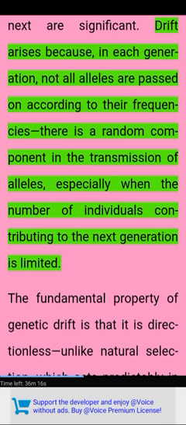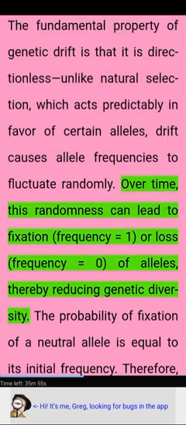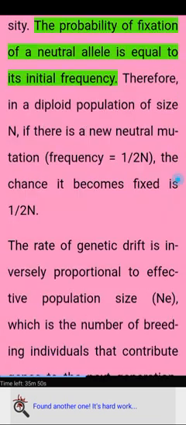There is a random component in the transmission of alleles, especially when the number of individuals contributing to the next generation is limited. The fundamental property of genetic drift is that it is directionless. Unlike natural selection, which acts predictably in favor of certain alleles, drift causes allele frequencies to fluctuate randomly. Over time, this randomness can lead to fixation (frequency equals 1) or loss (frequency equals 0) of alleles, thereby reducing genetic diversity. The probability of fixation of a neutral allele is equal to its initial frequency.